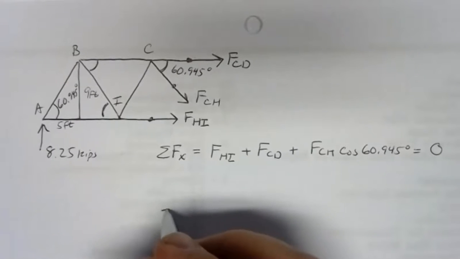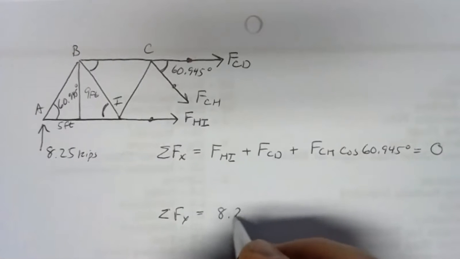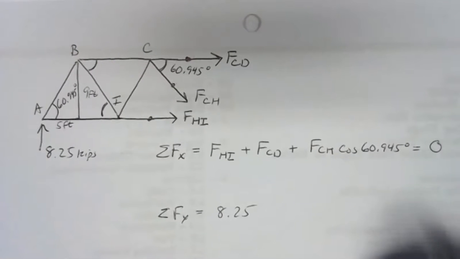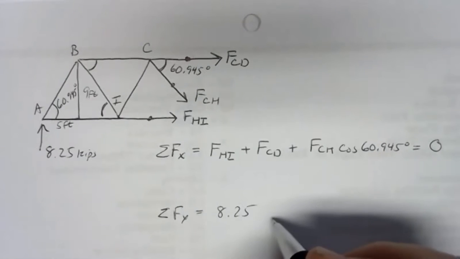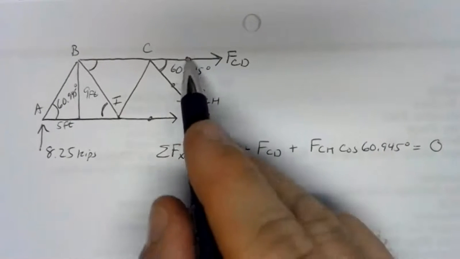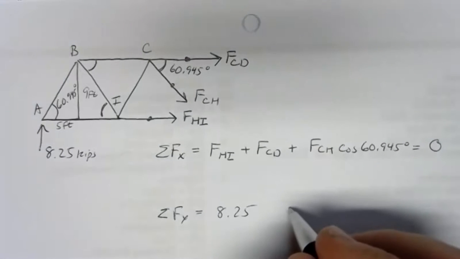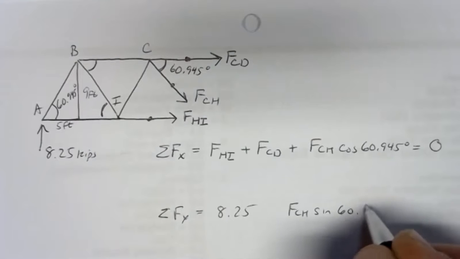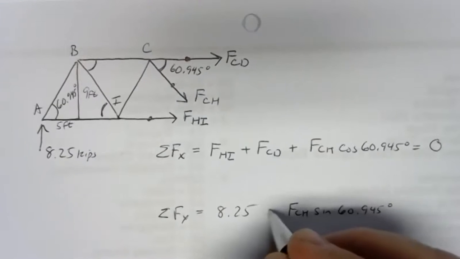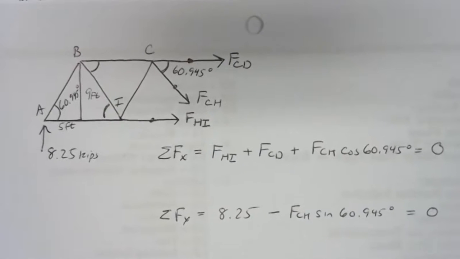In the y direction, we have all of 8.25 kips up, so that's positive. And then we have a piece of FCH down. That would be the opposite side, and opposite side goes with sine. So we have FCH sine of 60.945 degrees, and that's down, so it's negative. Nothing else in the y direction. So that equation is looking promising.